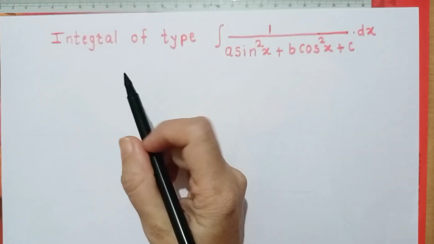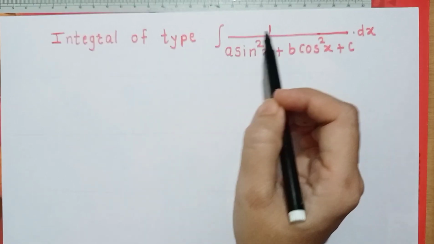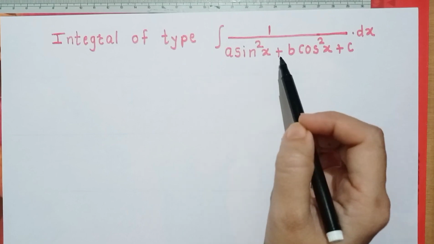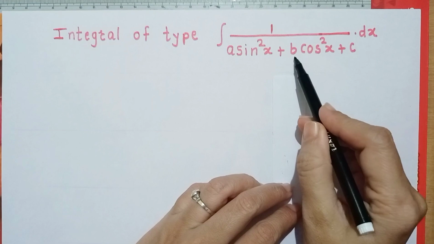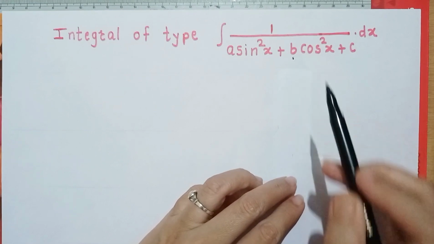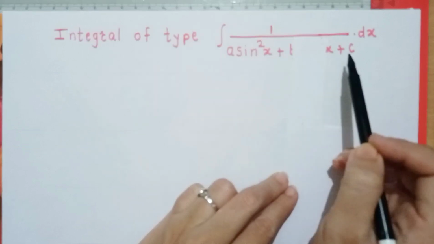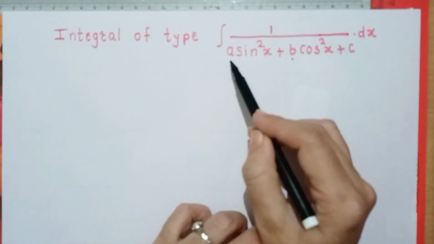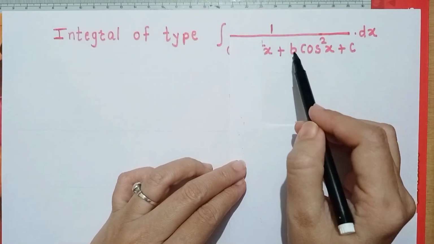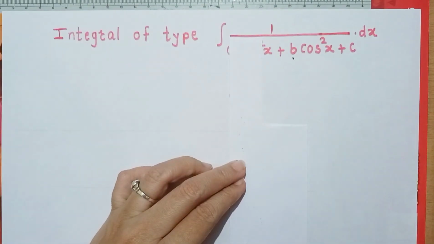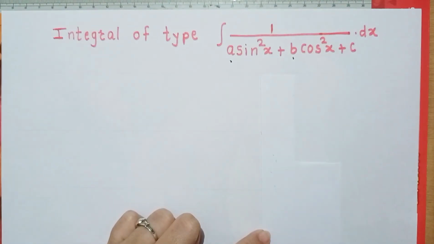Hello students, now we are going to look at integrals of the type integration 1 upon a sin square x plus b cos square x plus c dx. If b is equal to 0, then the integral will be of the form 1 upon a sin square x plus c, and if a is equal to 0, then the integral will be of the form 1 upon b cos square x plus c. So let's check the rules to solve this type of integral.